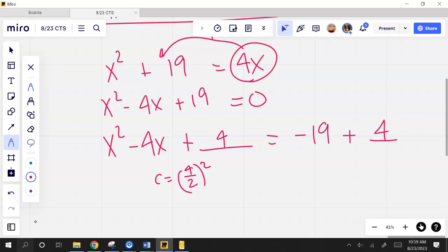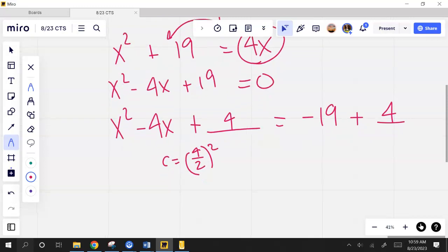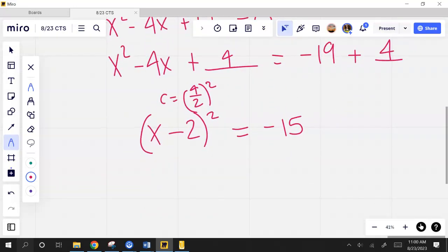That's fine. When you square it, it's going to be positive anyway. All right, so the factor on the left looks this way. X minus 2 squared equals, what's negative 19 plus 4? There you go. How do I finish solving that now?